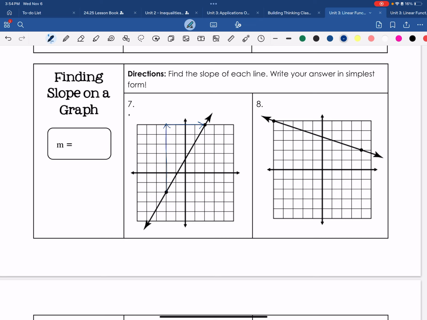And so now I'm going to count those spaces. I have 1, 2, 3, 4, 5, 6, 7. So I went up 7, so I'm writing plus 7. And then I'm going to the right, 1, 2, 3, 4, so plus 4 because I went to the right 4.